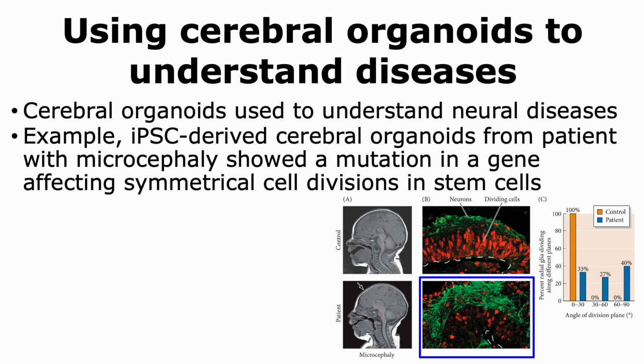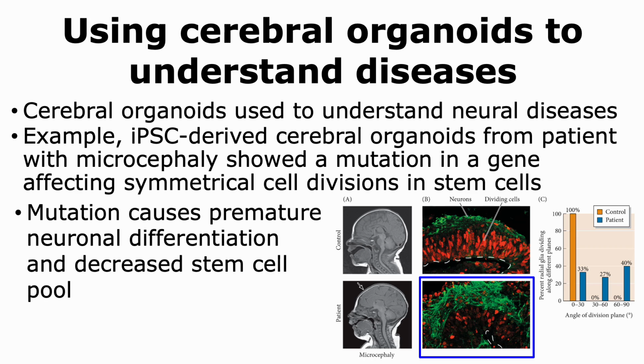What was found was that the patient suffering from microcephaly had a mutation in one of its genes. And this mutation causes premature neuronal differentiation, and thus we see many neurons present in the brain. However, the mutation also caused a decreased stem cell pool. And because of that, there weren't many stem cells that were present to proceed on to the formation of proper brain development. Thus, cerebral organoids help us to understand neural diseases.